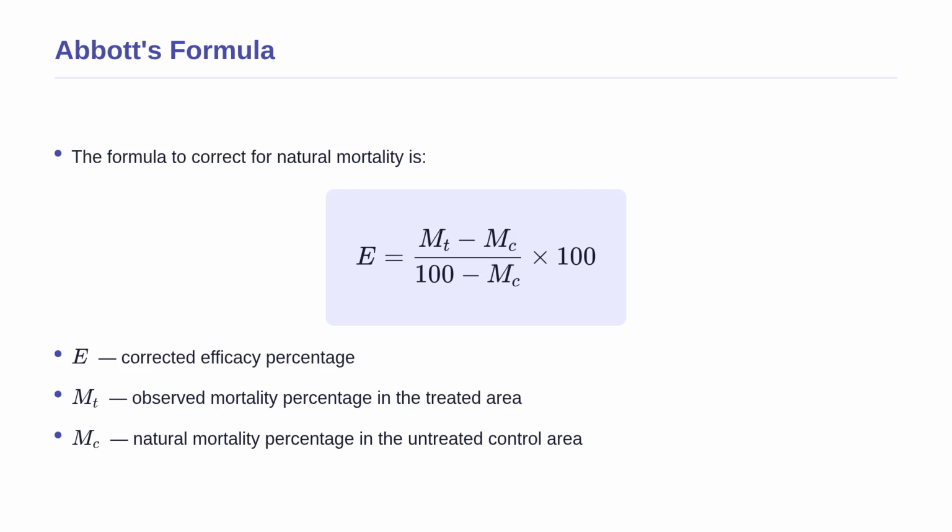of our intervention. The variable m sub t represents the observed mortality percentage in our treated area, like the pond we sprayed. The variable m sub c represents the natural mortality percentage observed in an identical, untreated control pond. By subtracting the natural mortality, we isolate the exact percentage of insect deaths caused strictly by our management strategy.